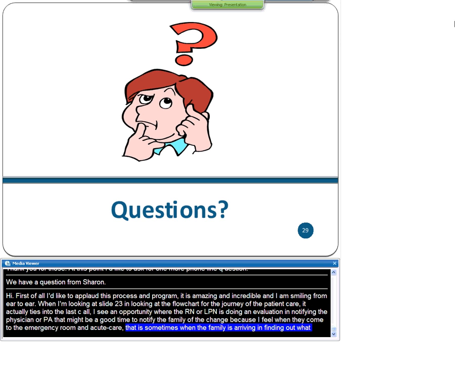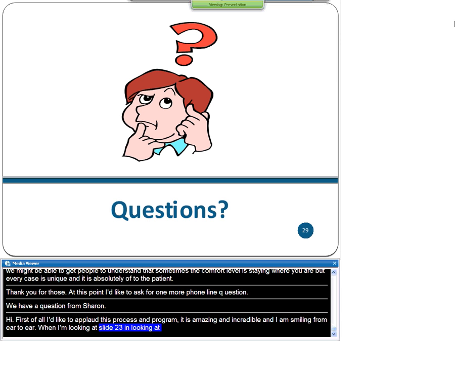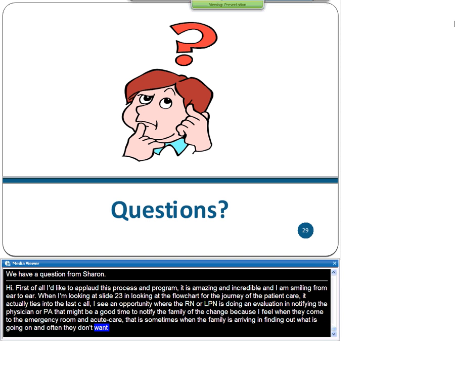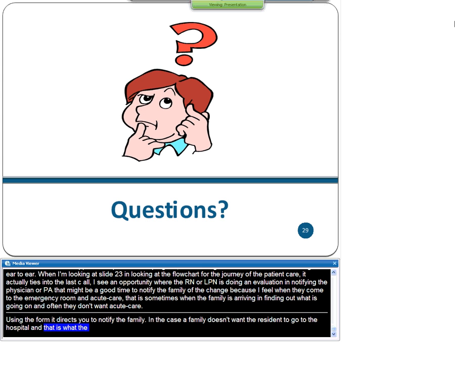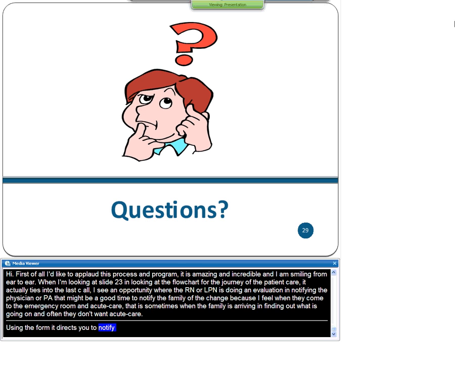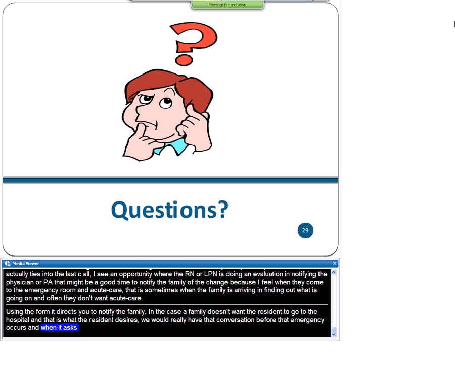That's exactly right. Using the form, though, it directs you to notify the family. And in the case that a family doesn't want the resident to go to the hospital, and that's what the resident desires, then we really should have that conversation before that emergency occurs. And when it asks you to let the provider know, that's a question for them. But sometimes the doctor will speak to the family member and the resident if it is a critical situation.